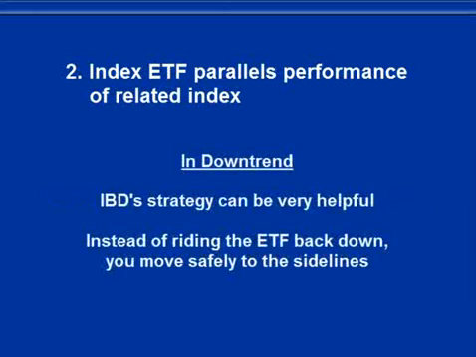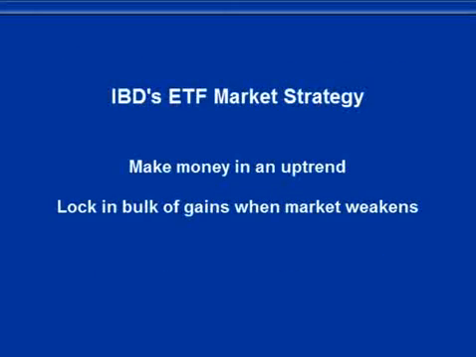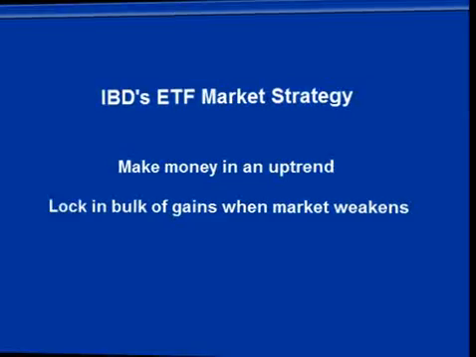But when a downtrend hits, that's when IBD's strategy can be very helpful. Instead of riding that ETF back down and watching most, if not all, of your prior gains disappear, you move safely to the sidelines. So in other words, you make money when the overall market and the index are in an uptrend, and you lock in the bulk of those gains as the market begins to weaken. That's why this simple ETF market strategy can significantly outperform a buy and hold approach.